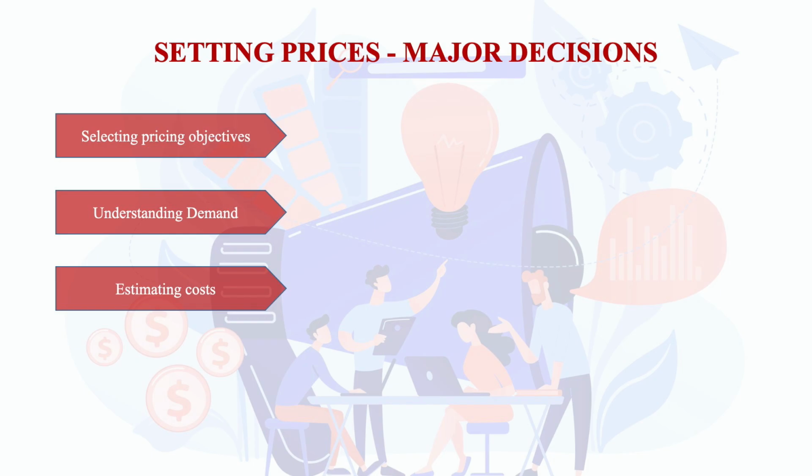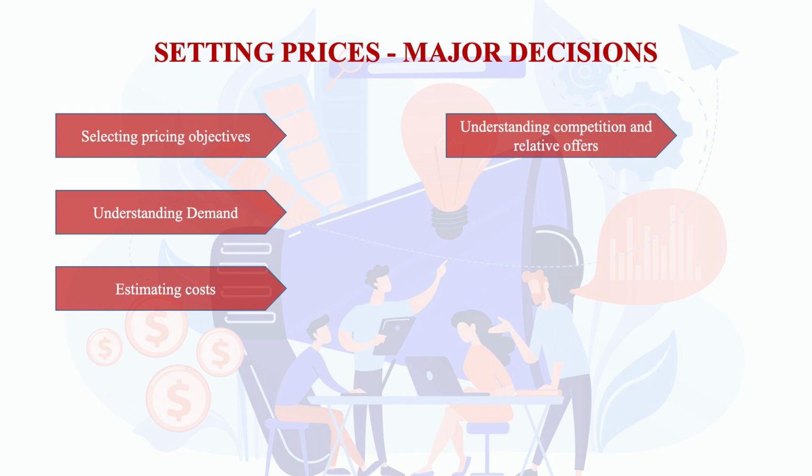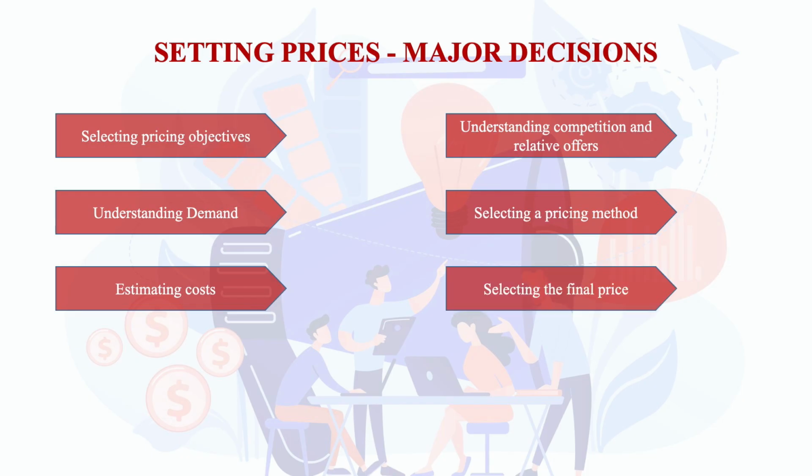Then you are not the only player that is producing that product or that is creating that value. So you need to see what are the other choices your customers already have. Therefore, understanding competition and what are the relative offers made by your own competitors for your own price. The next decision, which is an important decision, is how do we actually do our pricing? So selecting a pricing method and selecting the final price, the sum total, but are there any discounts and so on? So what is the price that the customer ultimately pays?